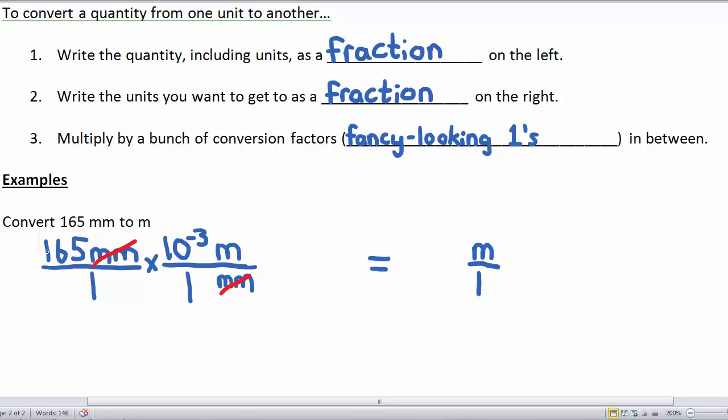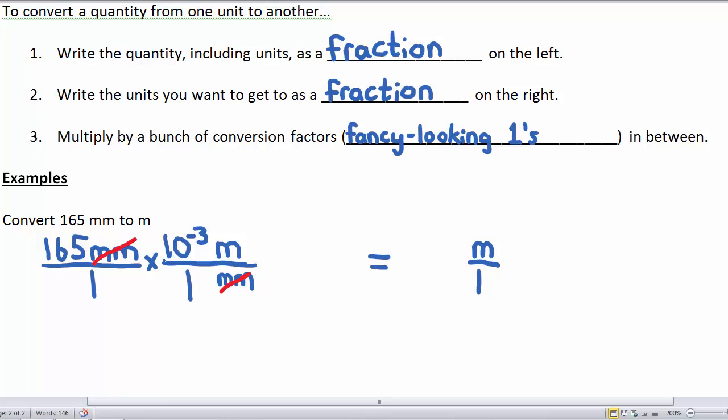And now, to get the answer, I just have to multiply 165 over 1 times 10 to the negative 3 over 1. You might remember that dividing things by 1 doesn't really change them. Now remember, to multiply something like 165 by a power of 10, I write the number, and then I move the decimal according to the exponent. Here the exponent is negative 3, so I move the decimal to the left 3. And I'm left with 0.165. And I can now write that up here. So my answer is 0.165 meters over 1, or I can just write that as 0.165 meters.